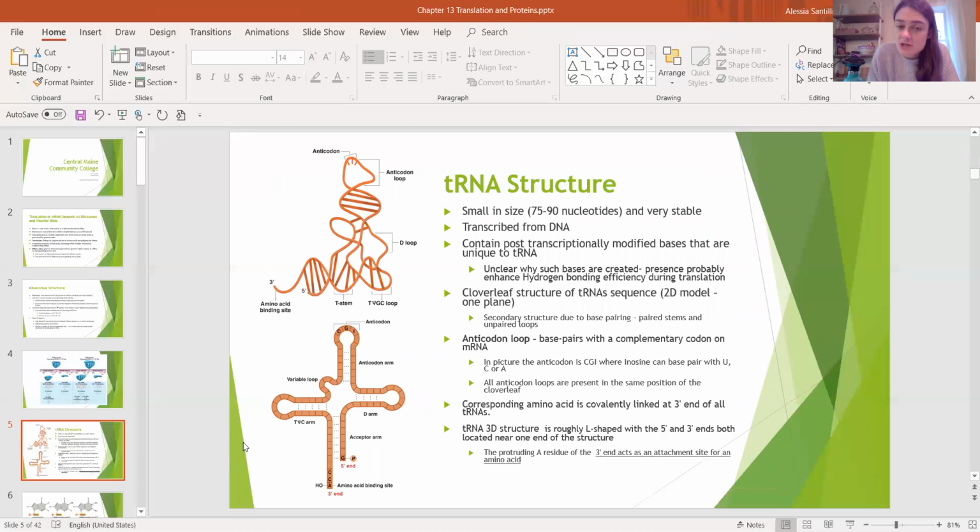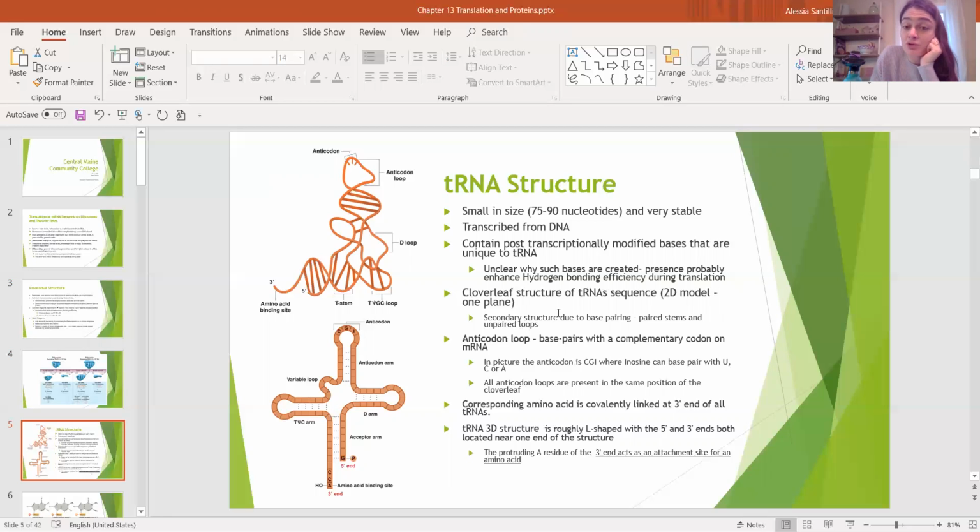So then we move on to tRNAs. These are our transfer RNAs. This is what actually transfers our amino acid to the protein synthesizing site. These are quite small. They're 75 to 90 nucleotides long, and they're very stable. They're stable because the RNA isn't completely single-stranded. It's not linear. It wraps around itself and forms loops. The loops are formed in the first place because they have complementary sequences that bind together.